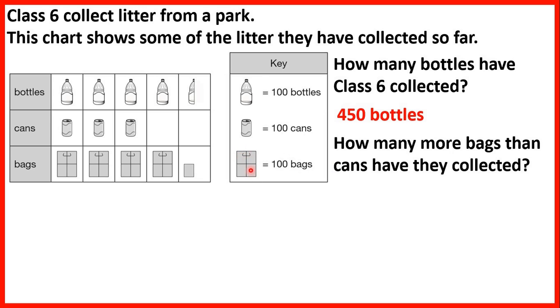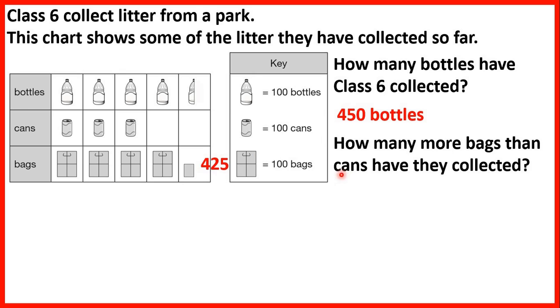We can see that a full bag stands for 100 bags. So we have 100, 200, 300, 400, but then we have 1/4 of a bag. So to find what this represents, we can find 1/4 of 100. If we divide 100 by 4, we get 25. So a quarter of 100, a quarter of a bag, represents 25. So we have 400 and then another 25, so that's 425.